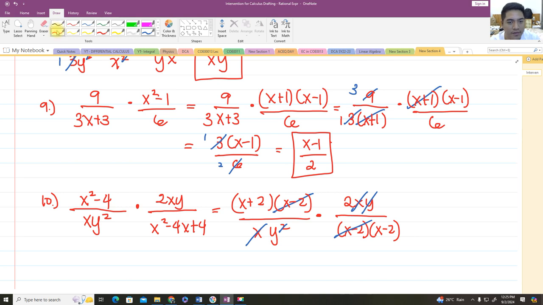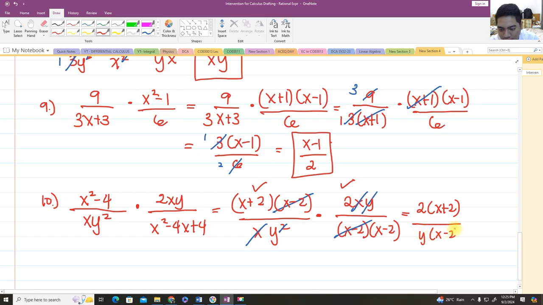Okay, so now if you're going to simplify it, you have 2 times x plus 2, the 2 here and the x plus 2 here, all over y remaining, and then you have y times x minus 2 here. Okay, and this will be your answer since there is nothing to be reduced in this given form.